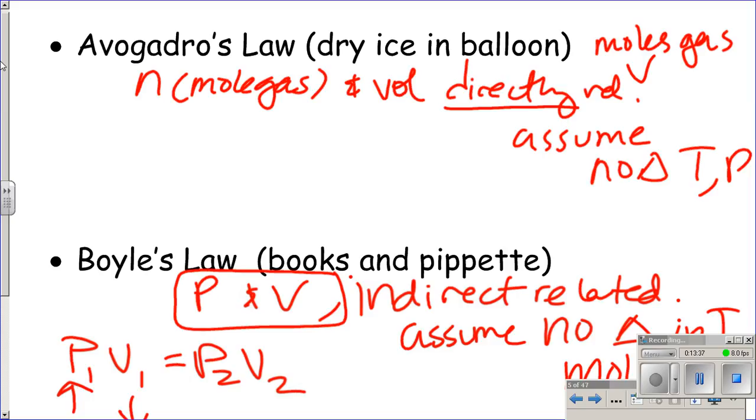Okay, so this relationship is actually direct, so they go on top of each other in a fraction form. So the moles of the first scenario over the volume of the first scenario is equal to the moles of the second scenario over the volume of the second scenario. So this is called Avogadro's law.